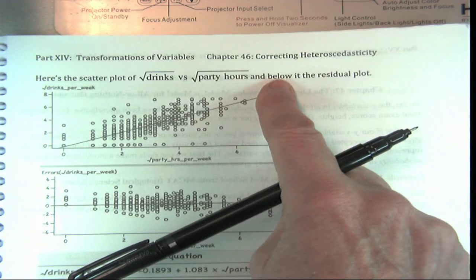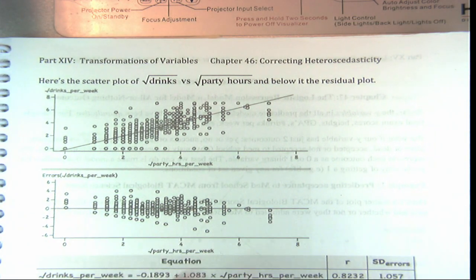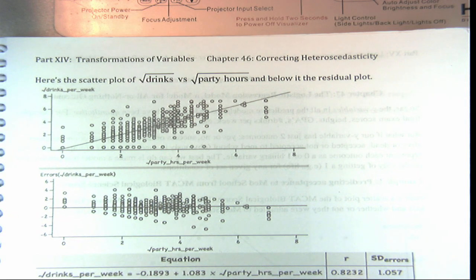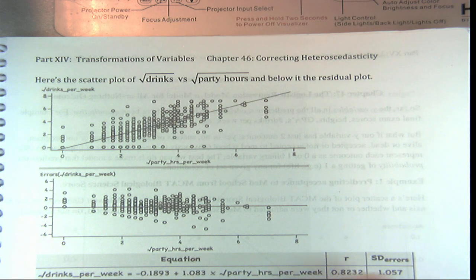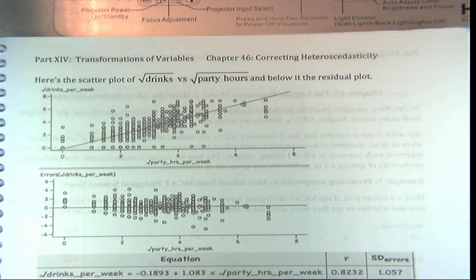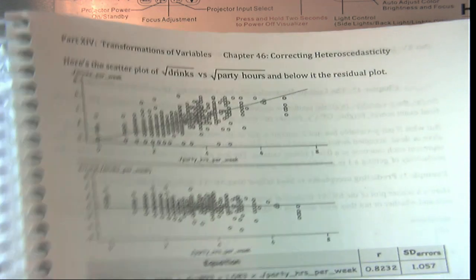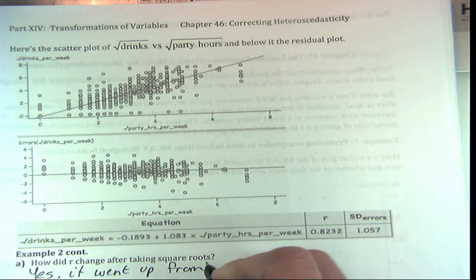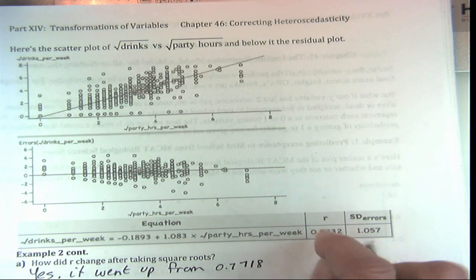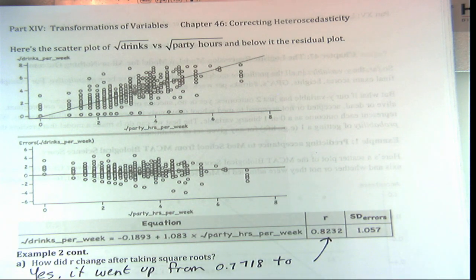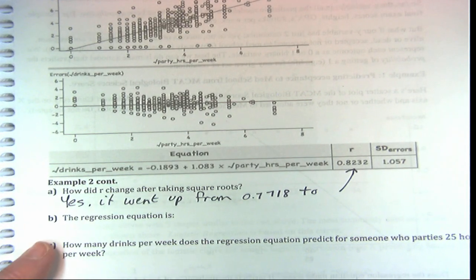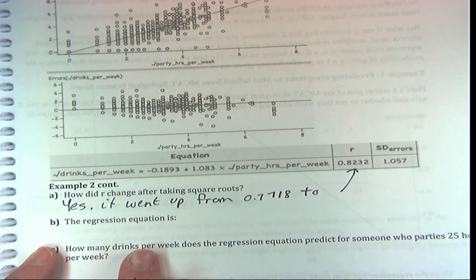All right, so we took square roots of both sides, and now it looks better. So now we get this regression equation. You can see that R went up here. This is improved, and so we get a better fit. Did R change? Yes, it went up. What was it on the previous? It went up from 0.7718 to that. So it increased. All right, and here's our regression equation right here.